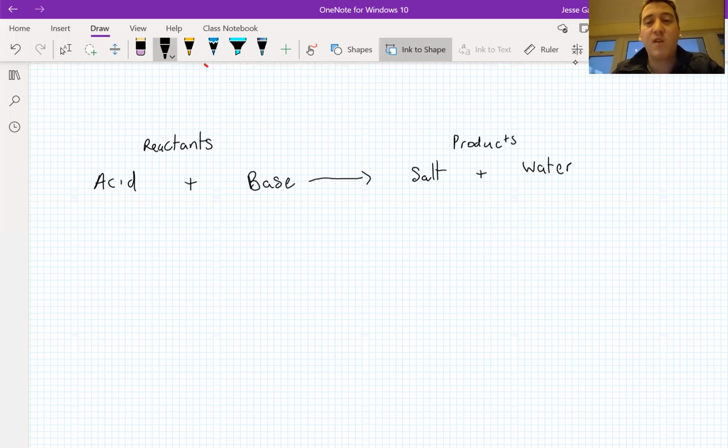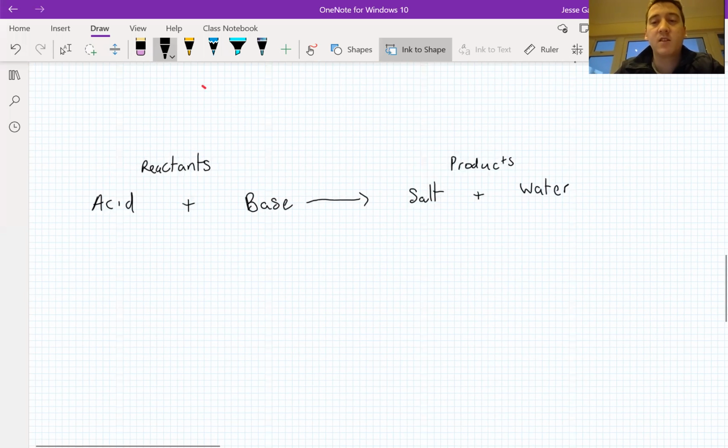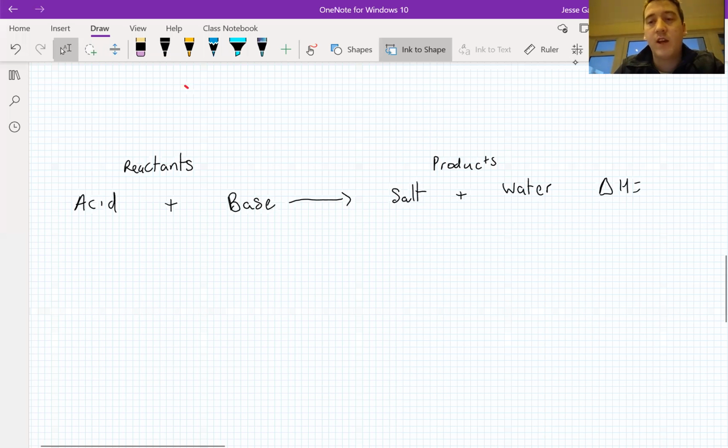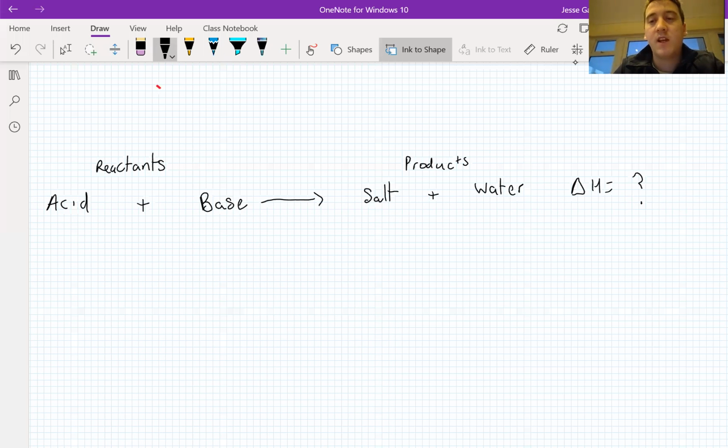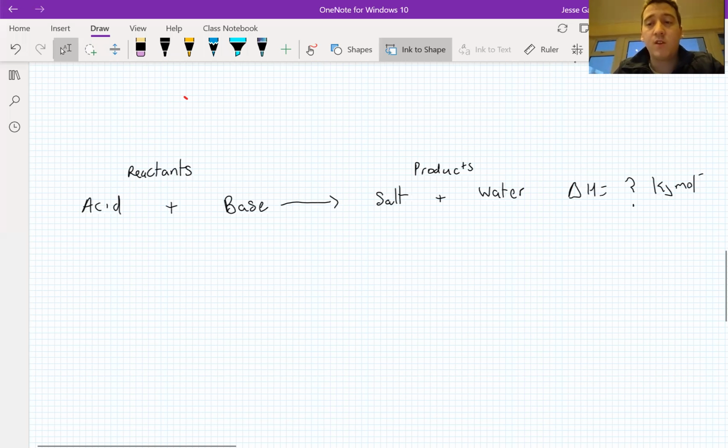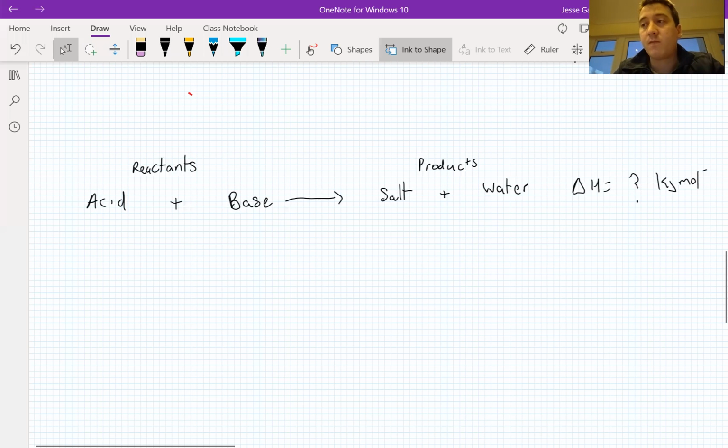Now, obviously, if we react an acid and a base to get salt and water, it's a chemical reaction. There's going to be a delta H, a change in heat energy. Delta H equals, well, we're not sure yet, some amount of kilojoules per mole. This might be positive or negative, we're not sure, but some amount of kilojoules per mole.